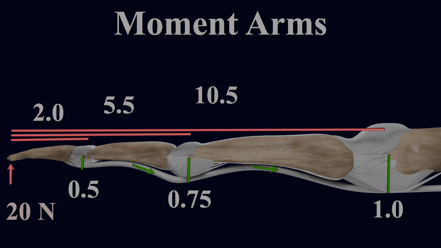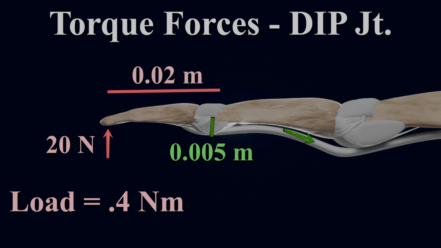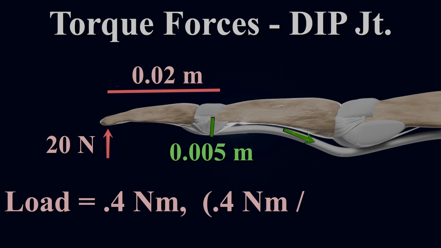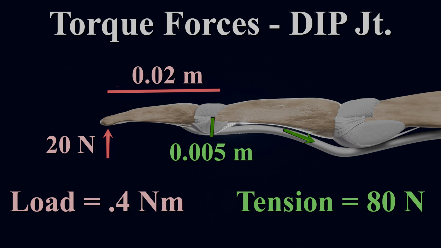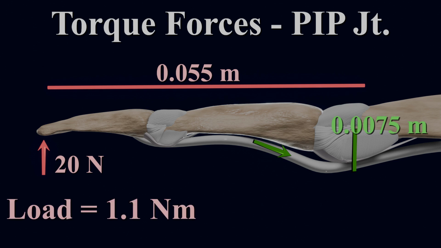The tension and load torque forces acting across each joint can be calculated. The distal interphalangeal load torque is 0.4 Newton meters, 20 newtons times 0.02 meters. Flexor digitorum profundus tension torque must equal this for stability. 0.4 Newton meters divided by the tension moment of 0.005 meters gives a tension force of 80 newtons for the profundus. At the proximal interphalangeal joint, the same 20 Newton load produces a 1.1 Newton meter torque load.